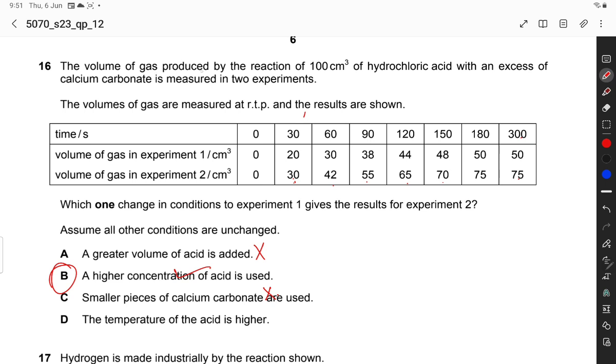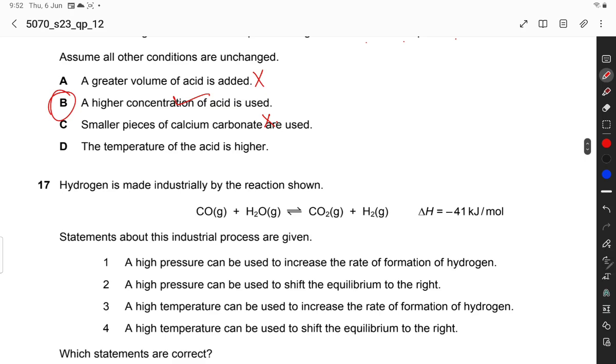Because in this, volume of gas produced by the reaction of 100 centimeter cube, which one change in condition to experiment 1 gives the result for experiment 2? 100 centimeter cube volume remains the same and calcium carbonate is in excess. So the only change is the higher concentration of the acid, which can speed up the rate of reaction and increase the volume of gas. Because acid over here is limiting while calcium carbonate is in excess. When limiting reagent is used, then volume of gas is increased. So that's why B option is correct option.